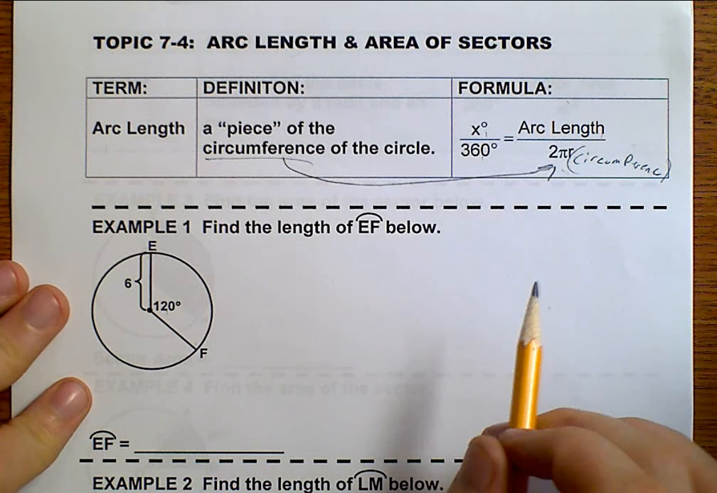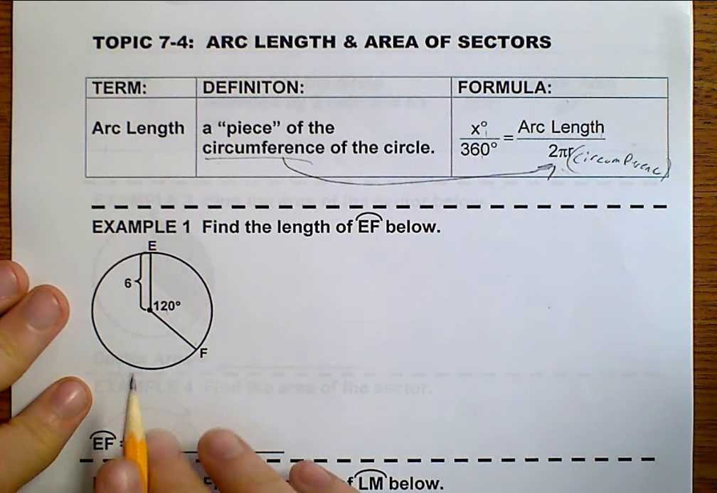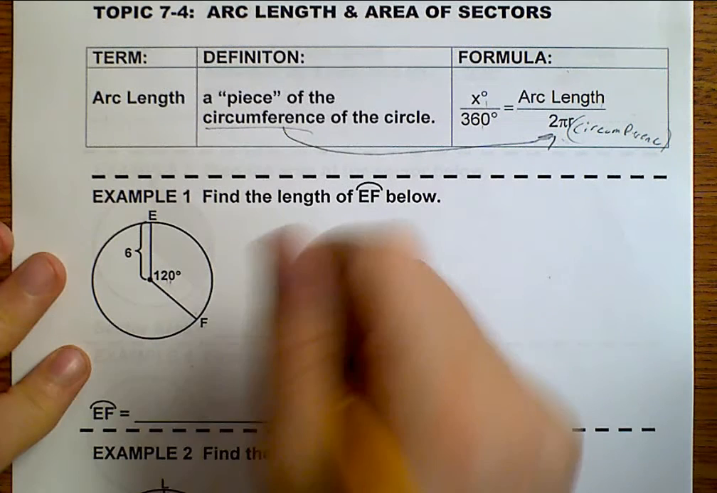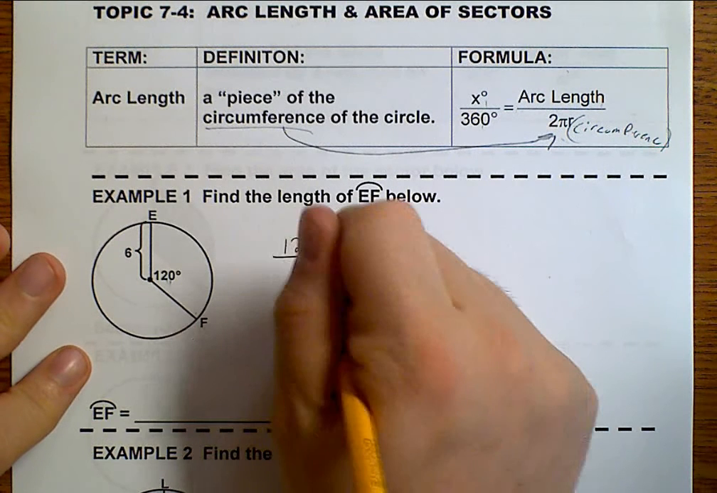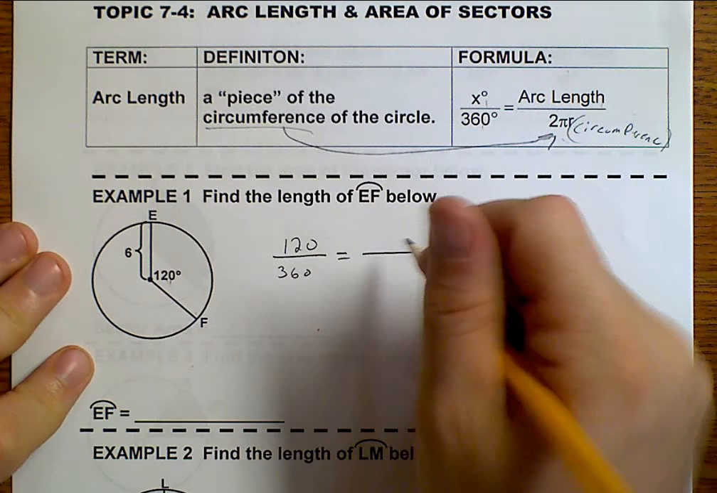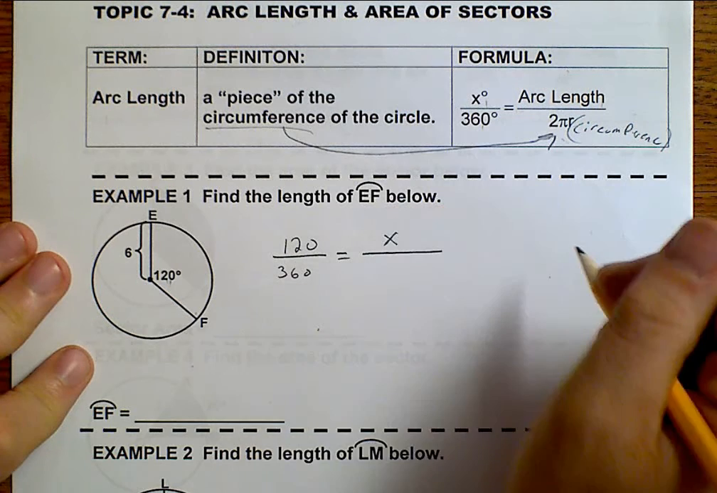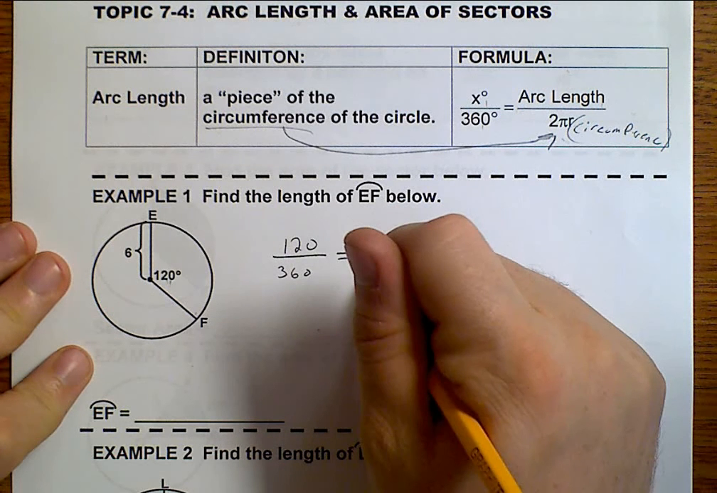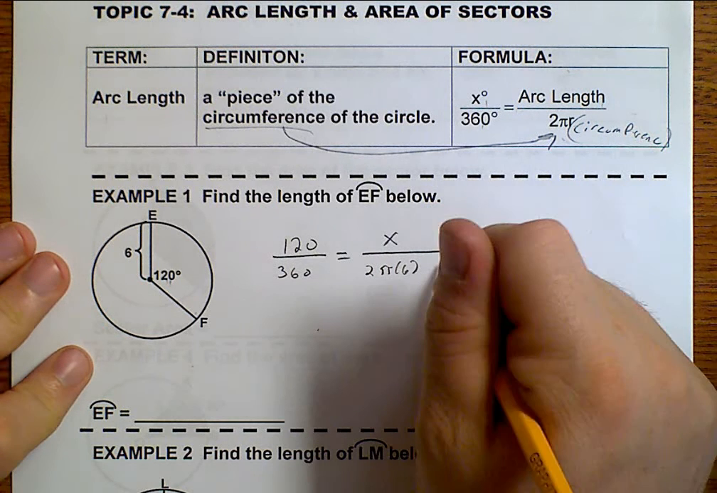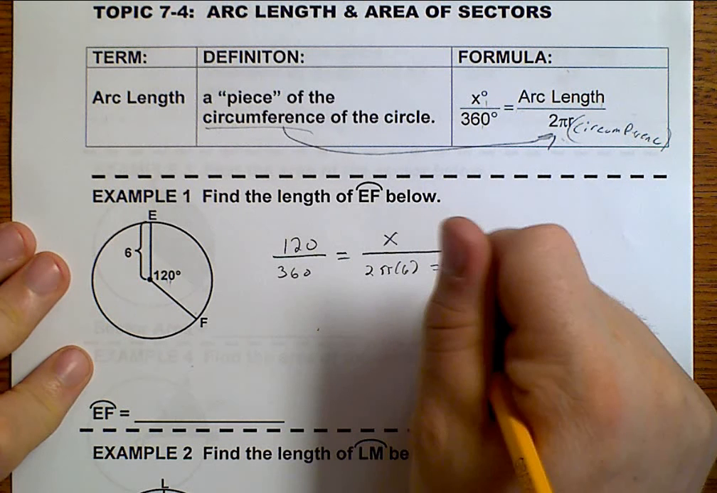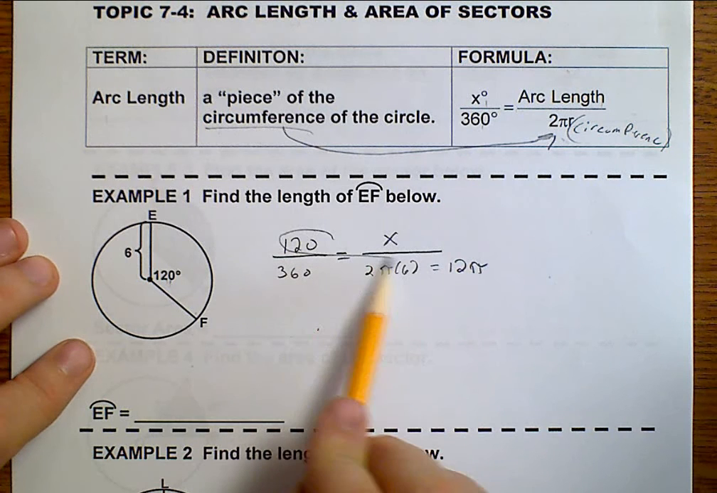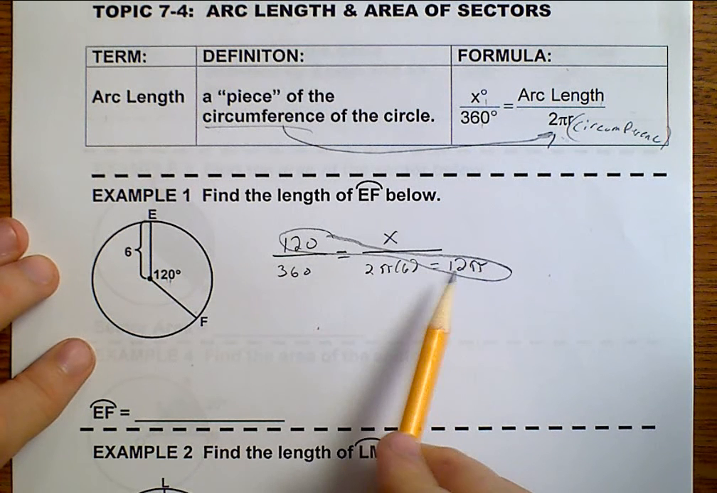That is the circumference. So let's go ahead and look at this. I want to find the arc length of EF. Well, it is 120 degrees, so that means it's 120 over 360. And this equals my arc length, which we don't know, I'm going to call that x, over 2 pi r. So 2 pi times 6 equals 12 pi. And now we simply cross multiply: 120 times 12 pi divided by 360.